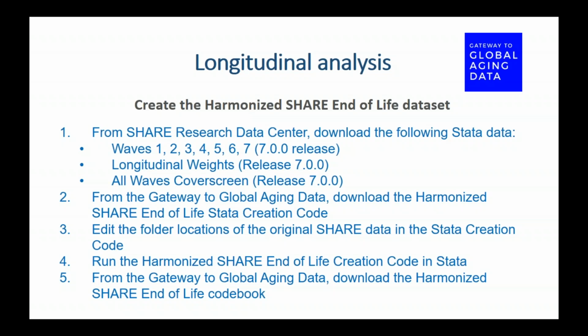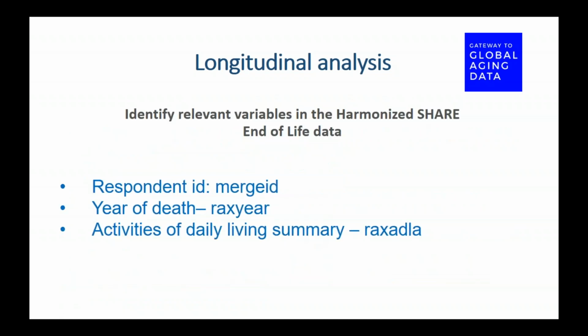And then from the Gateway to Global Aging Data, you can download the Harmonized SHARE end-of-life codebook. That codebook will look very similar to the codebook we saw for the Harmonized SHARE data. So we're going to identify relevant variables, and you could do this again using the Harmonized SHARE end-of-life codebook, or the Gateway to Global Aging Data as we did before.